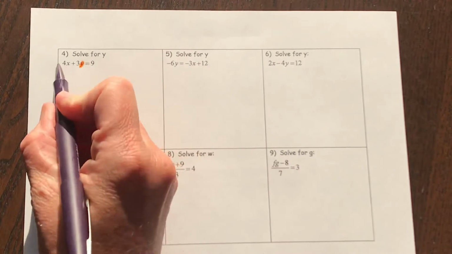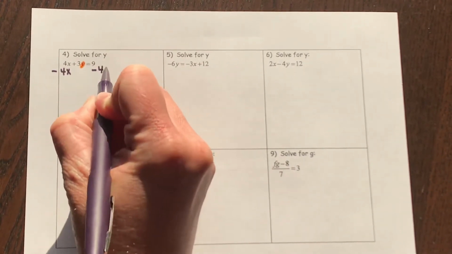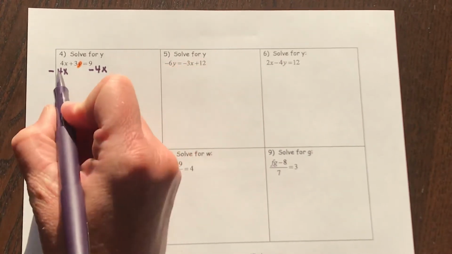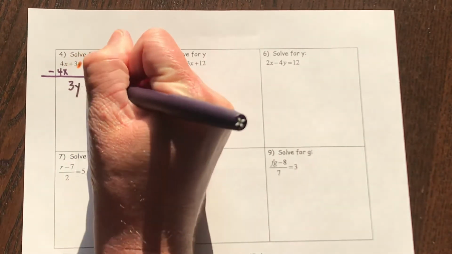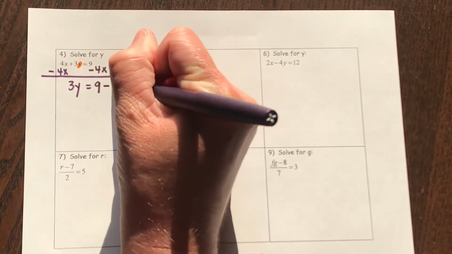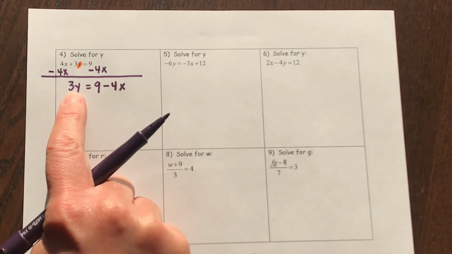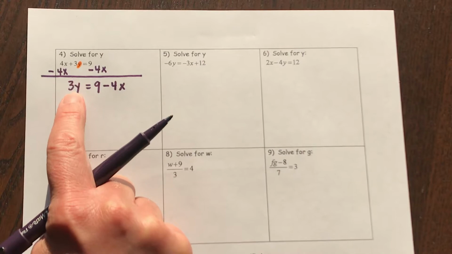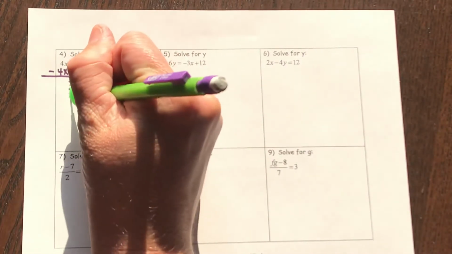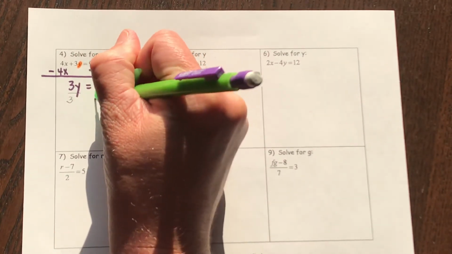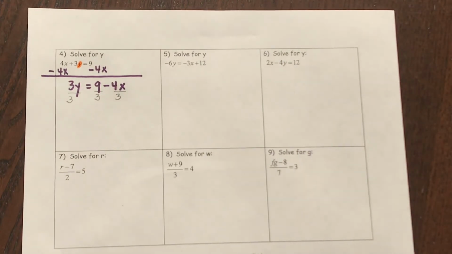So this 4x and 3y are being added together. So I'm going to undo that operation by subtracting 4x on the other side. Now I will have 3y is equal to the number 9 minus 4x. So to get my y all alone, what I need to do is divide everything by 3. So the 3y is going to be divided by 3. The 9 is going to get divided by 3, and the negative 4x will be divided by 3.